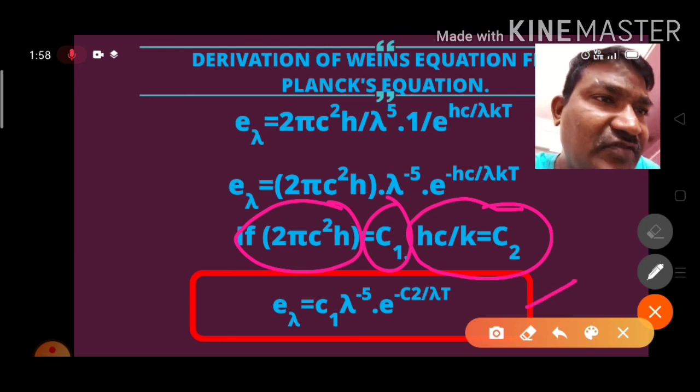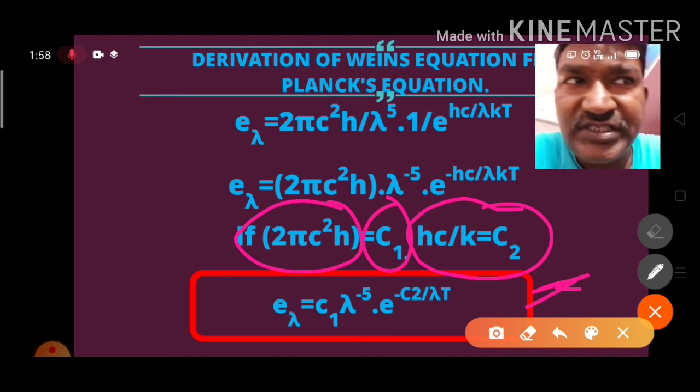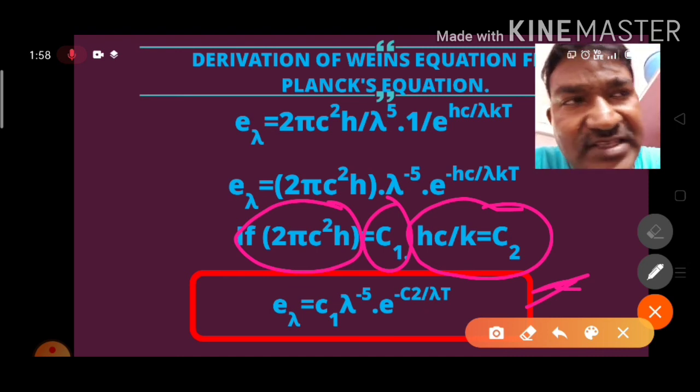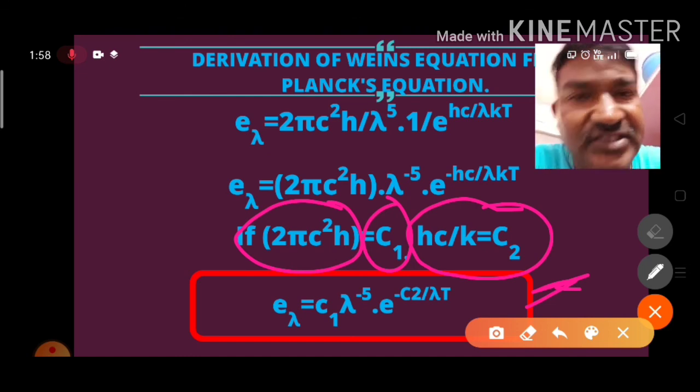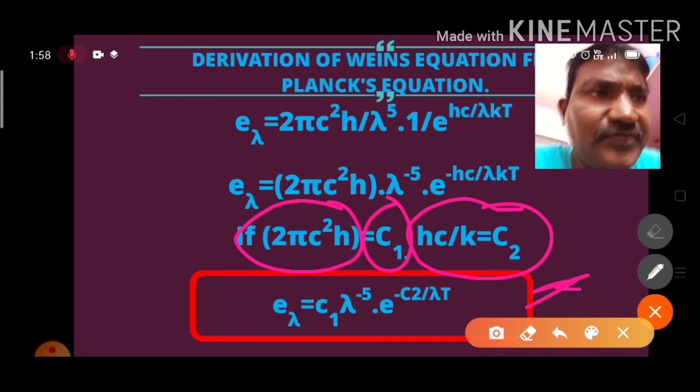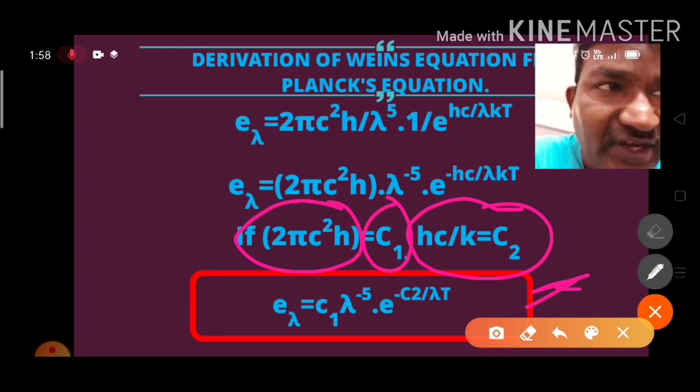This is nothing but Wien's equation. That means now we are able to reproduce Wien's equation from the Planck's equation. We are able to derive Wien's equation from the Planck's equation. That means Planck's equation changes into Wien's equation at a lower wavelength.